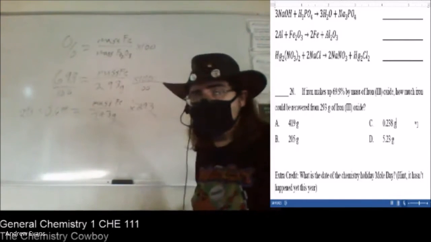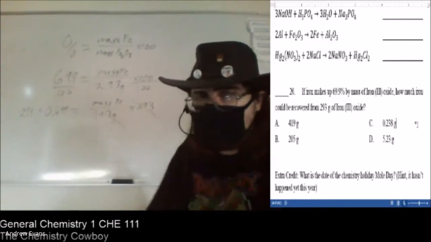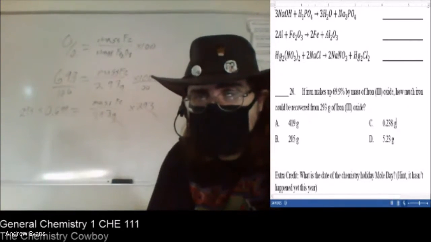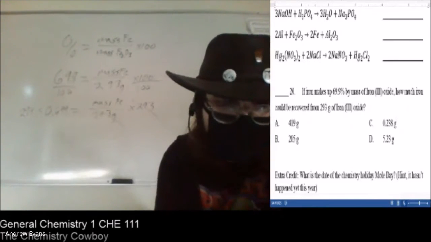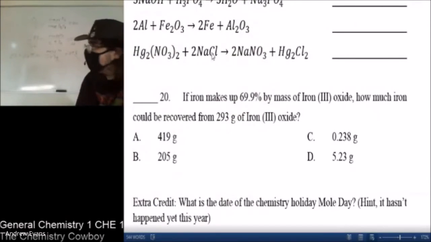Answer B. Though taking a quick look at that, really answer B is the only one that makes any sense if you understand what this question is asking. If 70% of the mass is iron, and it's like 300, what's 70% of 300? It's going to be a reasonable size number. It's a good chunk. Answer A, 419, means you've got more iron than you started with.